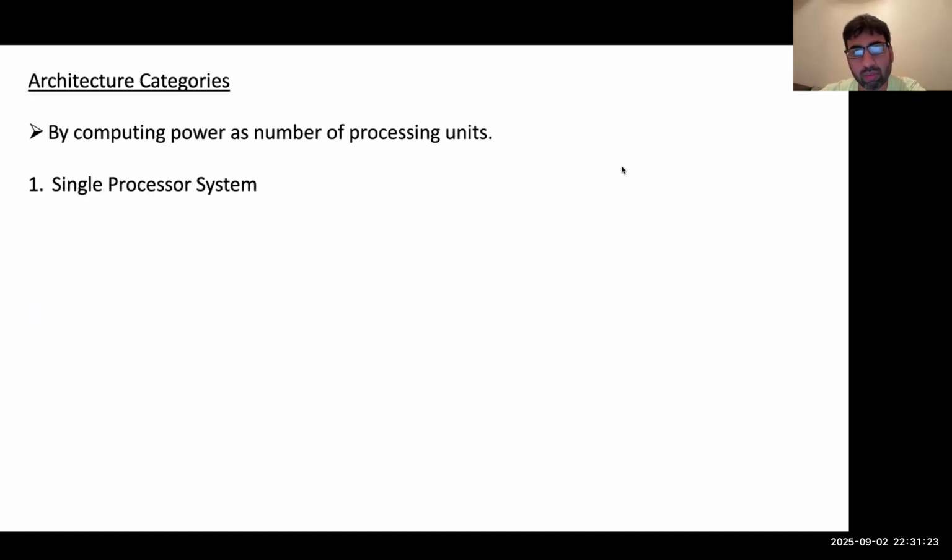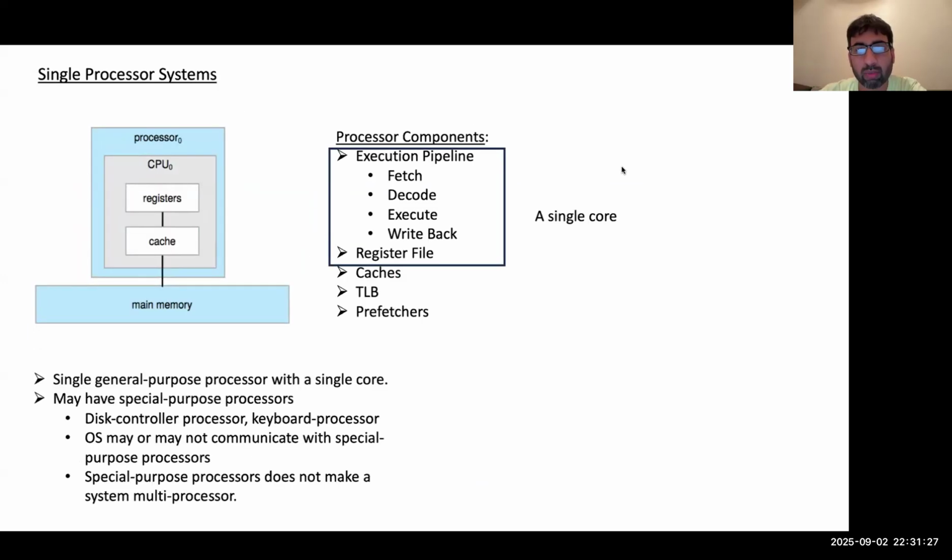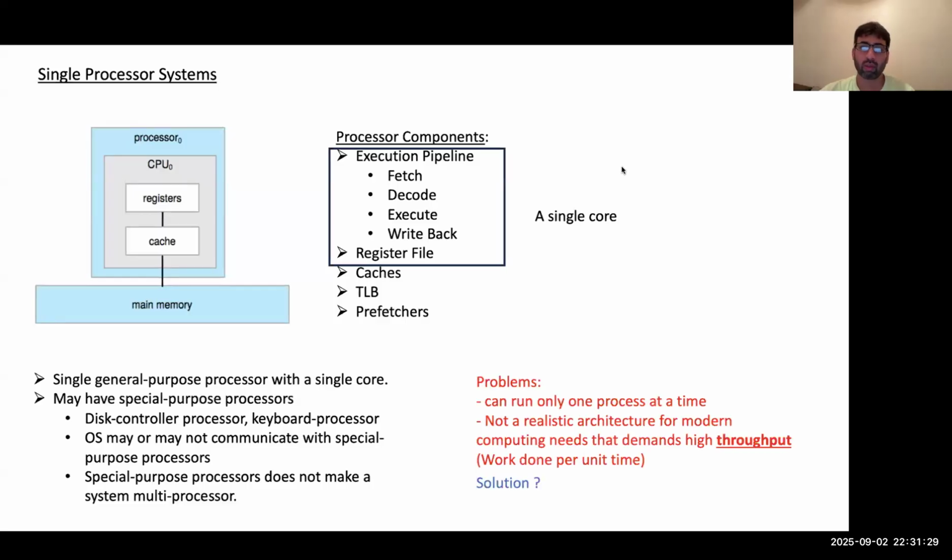So if we have a single CPU, we can run only one process, or one program, at a time. But the problem with this approach is that it is not a realistic architecture for modern computing needs, because modern systems need high throughput. And that is the point where we had to stop.